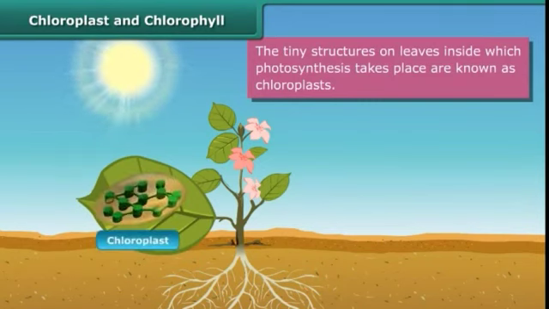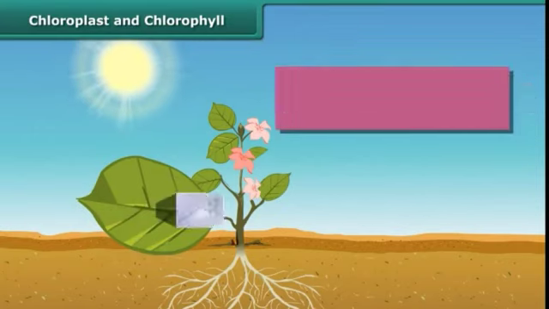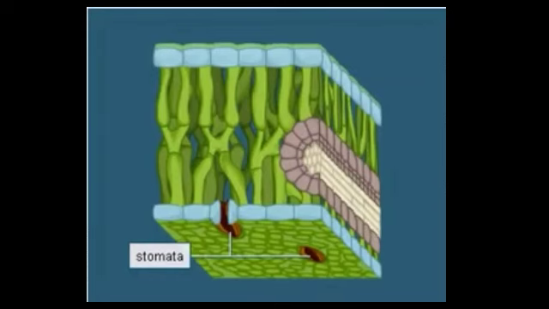In the leaves you see the chloroplasts, which are cell organelles, and they have a chlorophyll pigment, because of which they can trap the sunlight and prepare food. That's why chloroplasts are called food factories. Chlorophyll is a pigment, a green colored substance, which is responsible for trapping the sunlight and the plant's ability to prepare food.